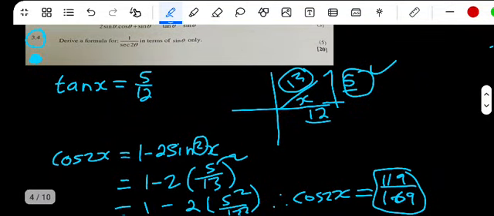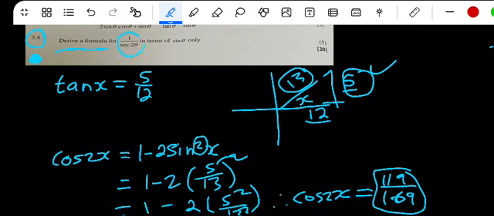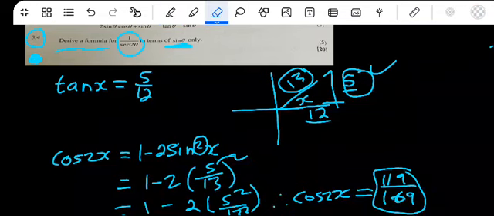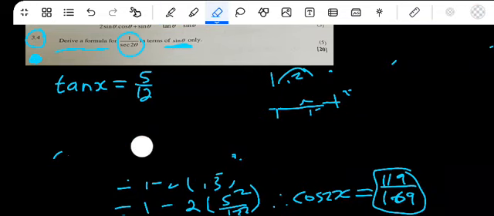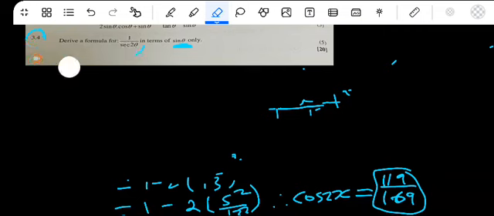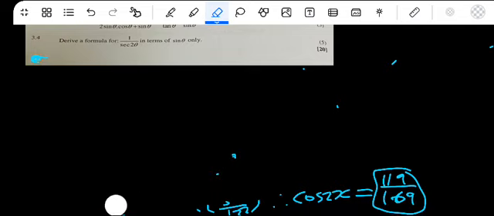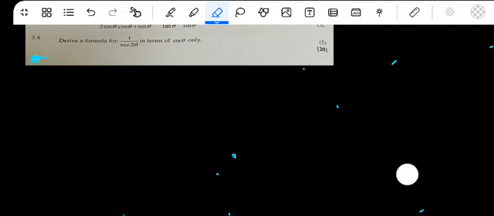3.4 says derive the formula for 1 over sec 2 theta in terms of sine only. We want this thing to contain sine only. They say derive in terms of sine only. All right, how can you go about that?